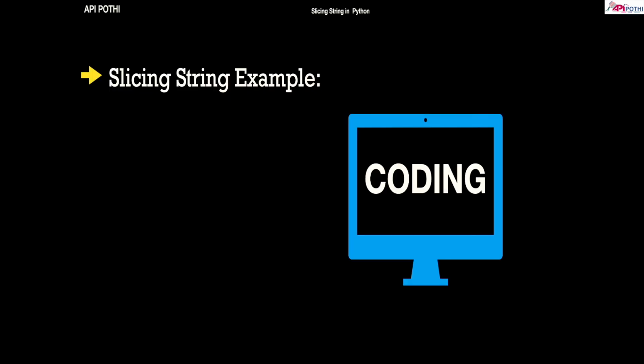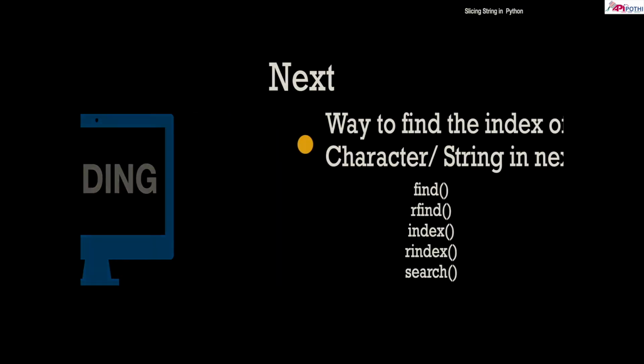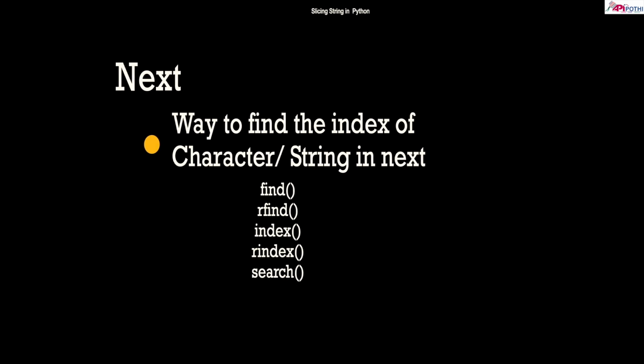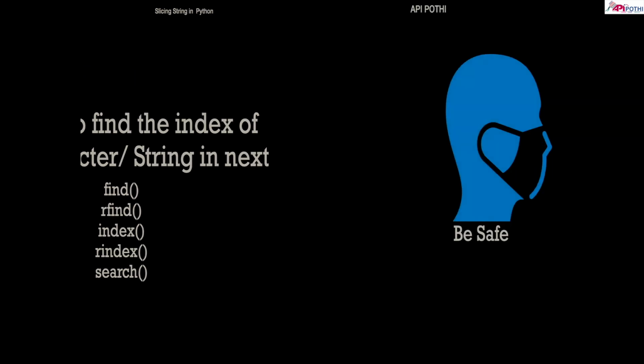Now we understood slicing in strings through all the examples, for positive as well as negative. In the next video, we are going to understand the index. There are predefined methods provided by Python especially for strings, like find, rfind, index, rindex and search. These are all related to finding the index only. We are going to understand them in the next video.